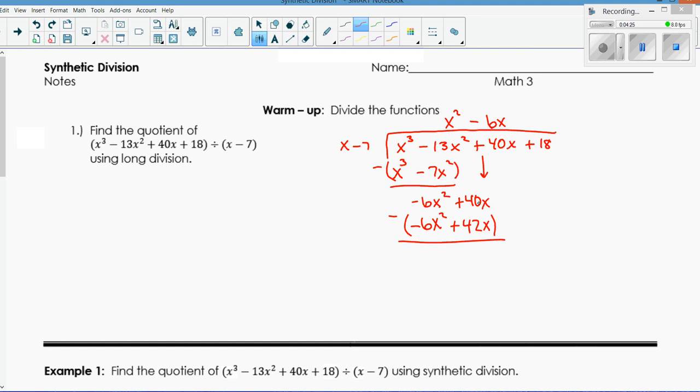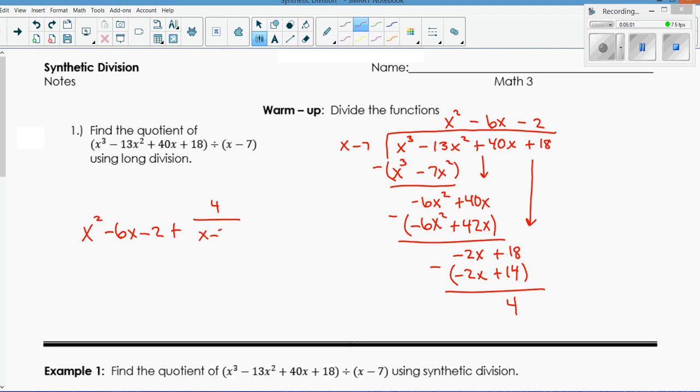First terms cancel, that's good. 40 minus 42 gives me negative 2x. Bring down my positive 18. And then I need a negative 2 here, which gives me a negative 2x plus 14. Subtract. I get 18 minus 14 is 4. So that's my remainder. So my answer is x squared minus 6x minus 2 plus 4 over x minus 7.